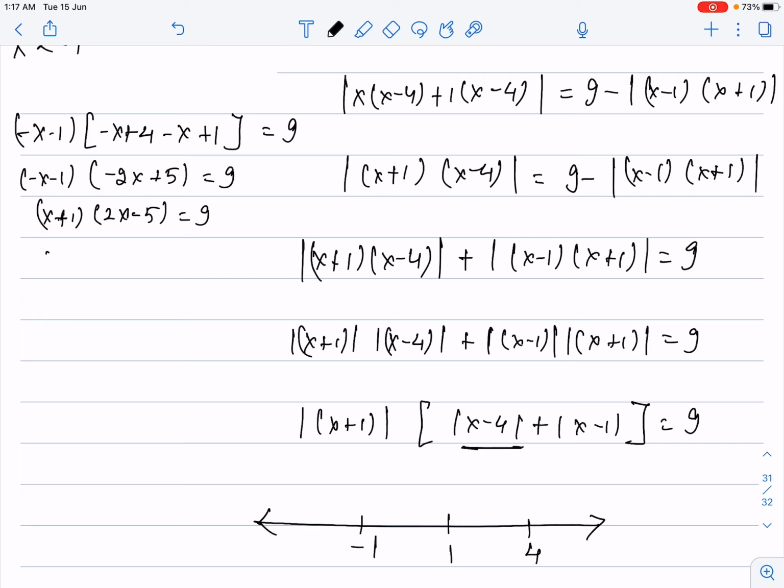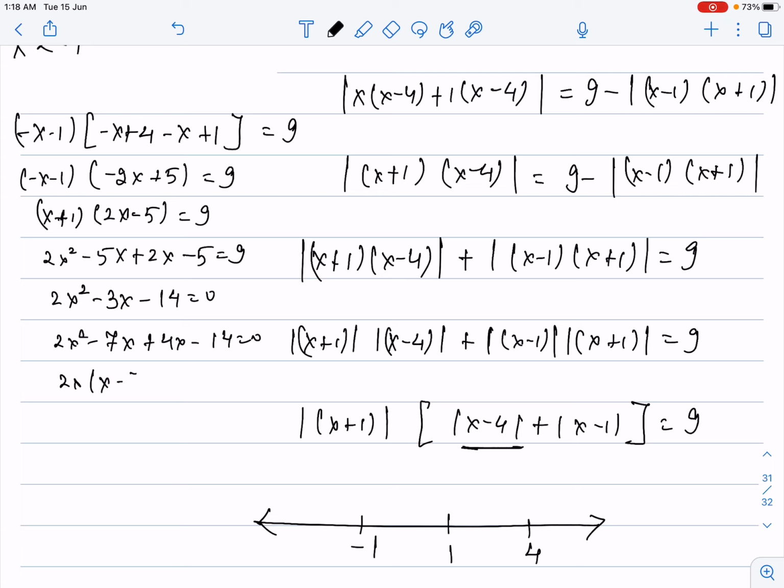So we'll be going to get what? 2x square minus 5x plus 2x minus 5 is equal to 9. That means what? 2x square minus 3x minus 14 is equal to 0. So that means 2x square minus 7x plus 4x minus 14 is equal to 0. Let's take x common, x minus 7, 2 common, then we'll be going to get what?